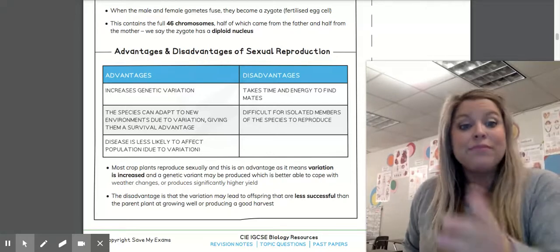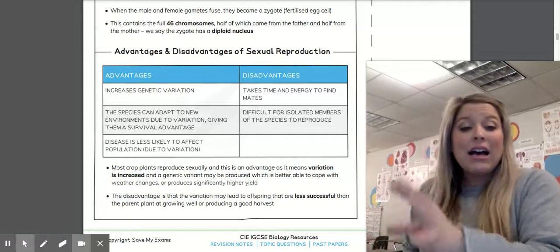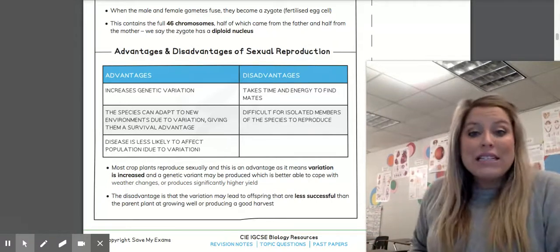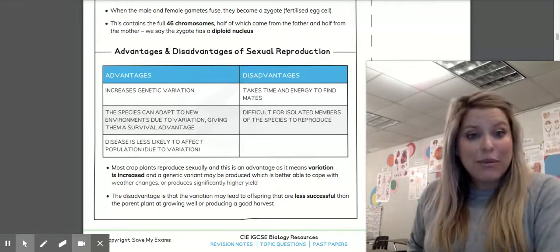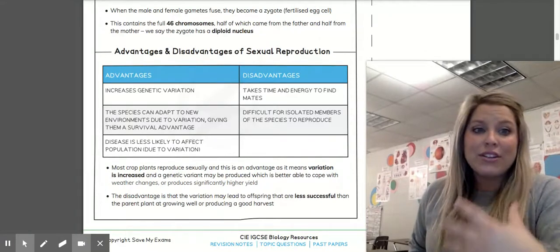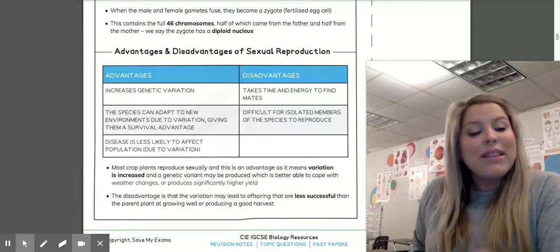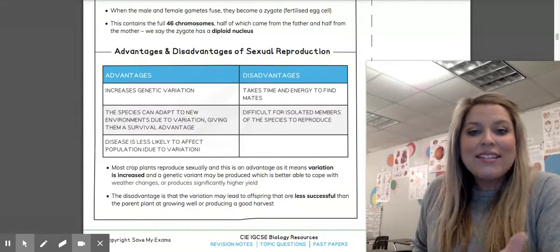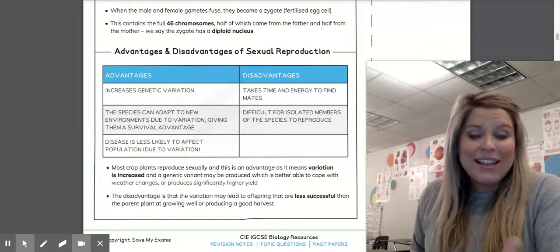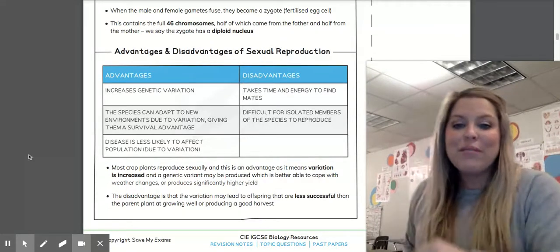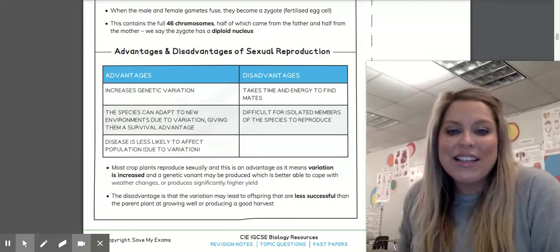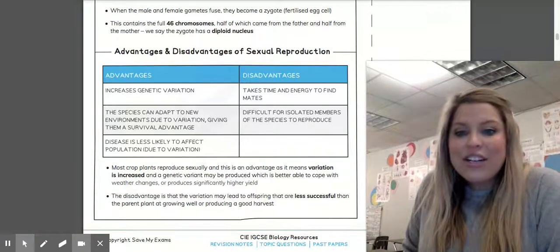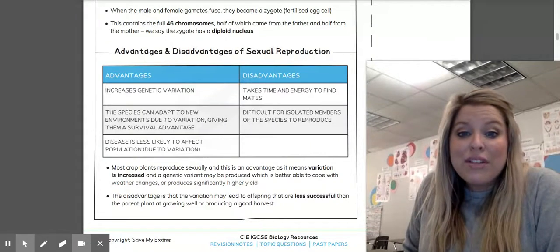So think about the disadvantages of asexual reproduction in plants. For plants that reproduce sexually, disease is less likely to affect them because there's so much variation. But there are some disadvantages. It takes time and energy to find mates, and it's difficult for isolated members of the species to reproduce. Now, most crop plants reproduce sexually, and this is an advantage as it means variation is increased and a genetic variant may be produced.